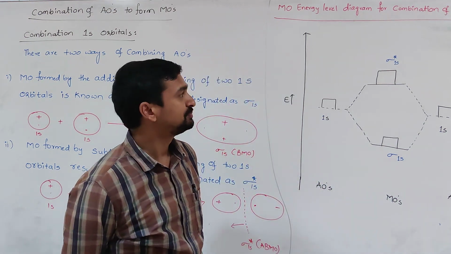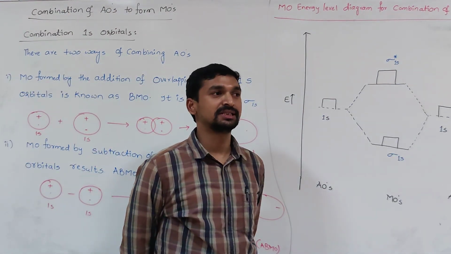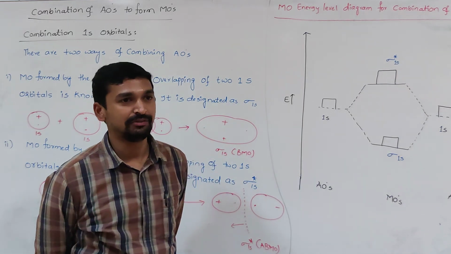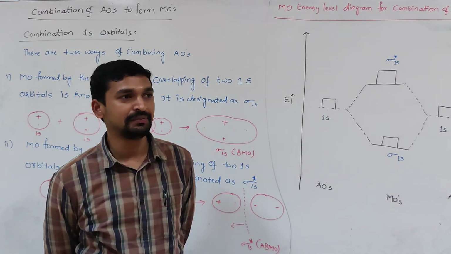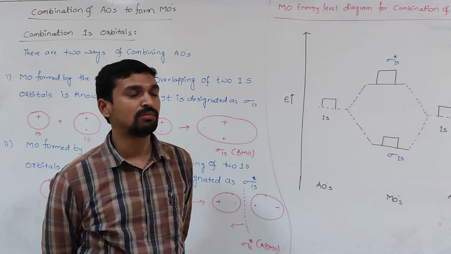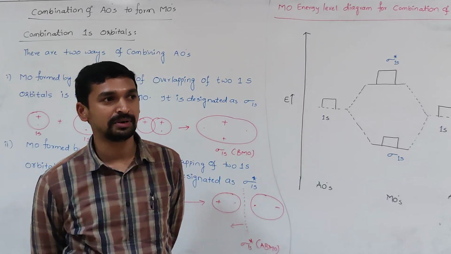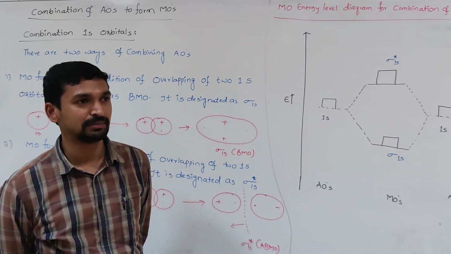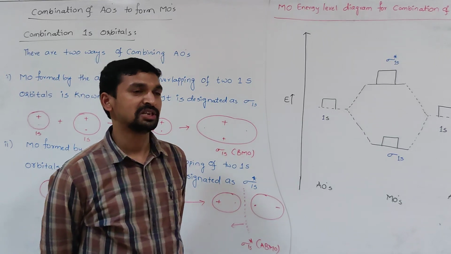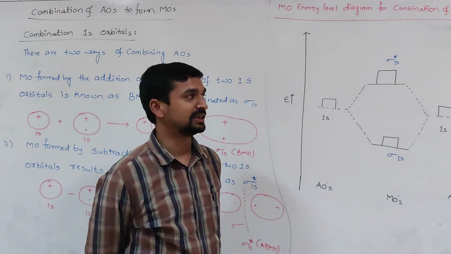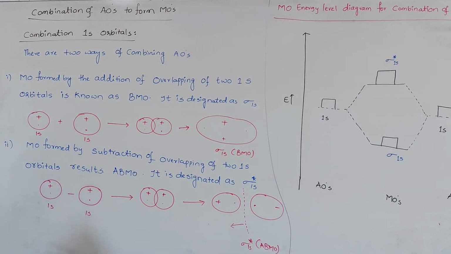Good morning, students. In the last class, we discussed the salient features of molecular orbital theory. After that, how bonding and anti-bonding molecular orbitals are formed, we explained mathematically, and based on that, another concept, interference. In today's class, how molecular orbitals are formed by the combination of atomic orbitals. That is our today's topic.